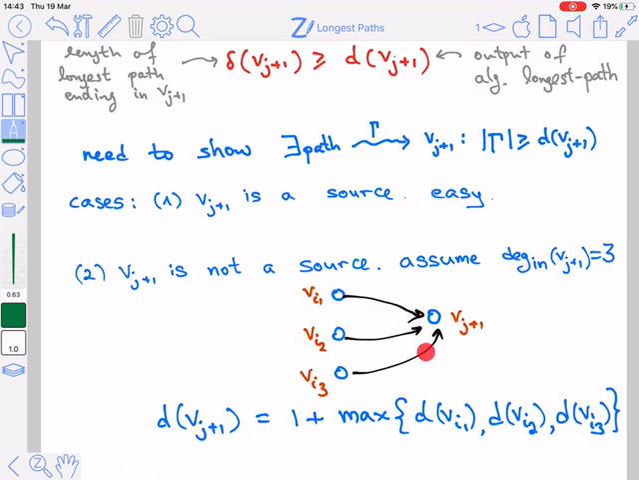There are 3 edges that enter Vj plus 1. And the nodes from which these edges emanate are denoted by Vi1, Vi2, Vi3. And recall that the algorithm assigns Vj plus 1 a delay of 1 plus the maximum of the delays of Vi1, Vi2, Vi3. So this is the value of d of Vj plus 1. This is what the algorithm does.